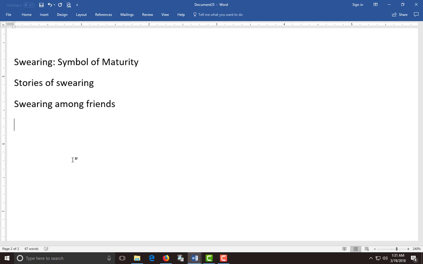But then they talked about this turning point about swearing in front of their parents. Once they started swearing in front of their parents and their parents didn't punish them, they felt like they were no longer a child, that their parents no longer regulated what they could and could not say. So swearing became a symbol of maturity to them.